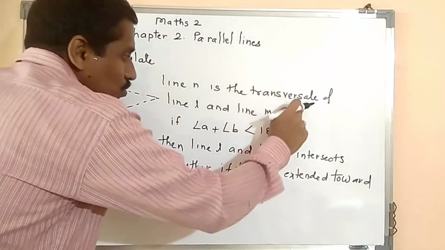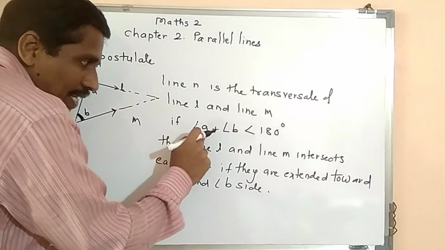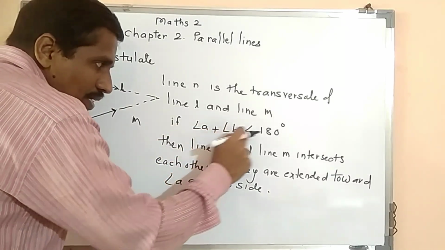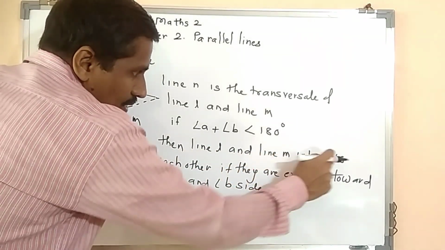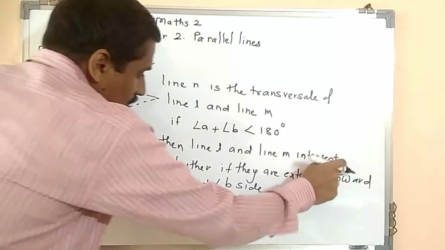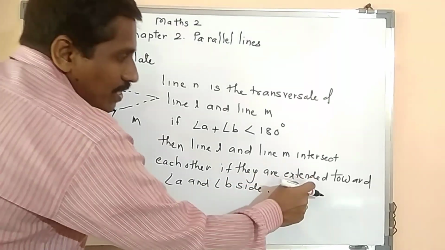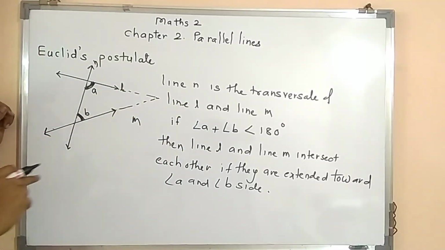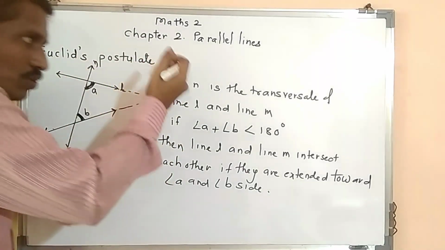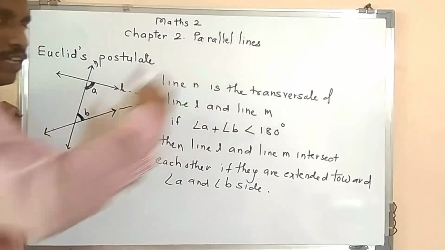Line N is the transversal of line L and line M, and if angle A plus angle B is less than 180 degrees, then line L and line M intersect each other if they are extended towards this angle A and angle B side. We are going to use this postulate to prove the next theorem.